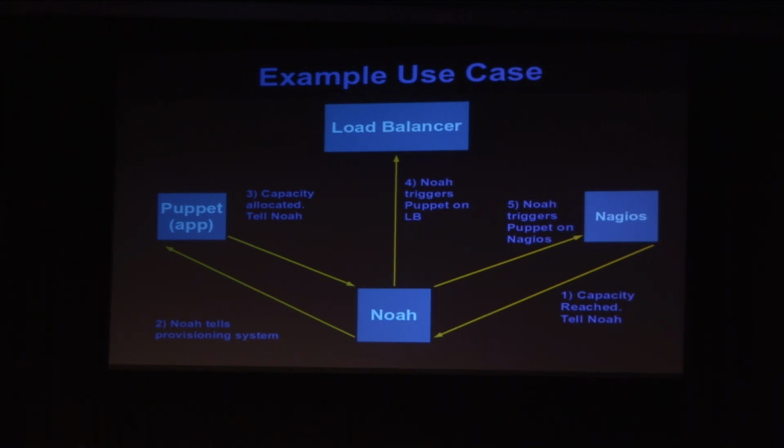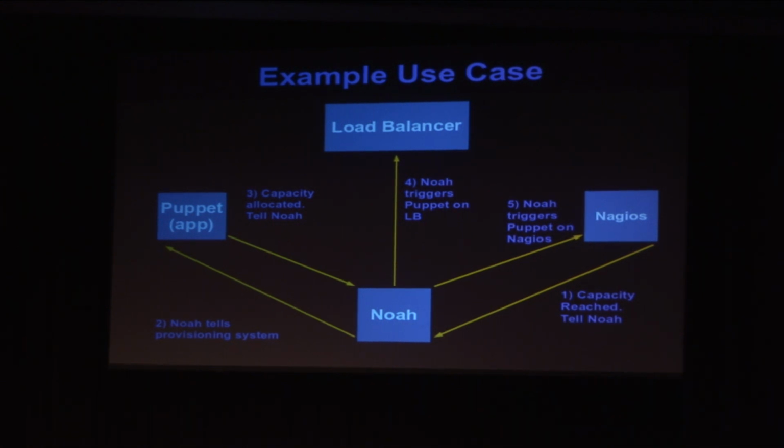So in this case, if we were to model that need with Noah in the environment, we might have a situation where Nagios, as much as monitoring sucks, has Nagios tell Noah, hey, capacity's reached. At that point, Noah informs our provisioning system, whatever it is. Maybe it's Knife, maybe it's something custom. But at some point, your provisioning system kicks off a new box.